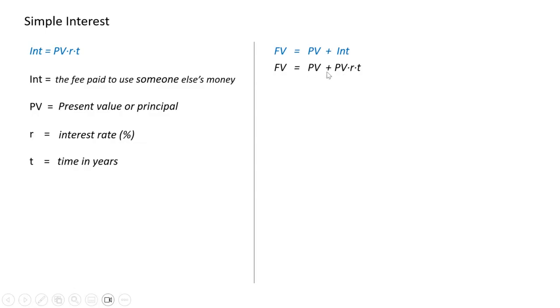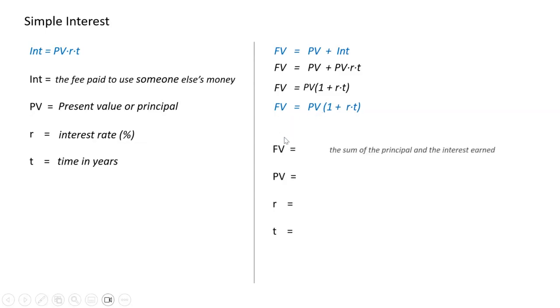Now, what do these two terms on the right side have in common? They have in common the present value, so I'm going to factor it out. What's left? 1 plus RT. So this is my other formula for simple interest, the one on the left and also this one on the right. Those two formulas are used for the same purposes.